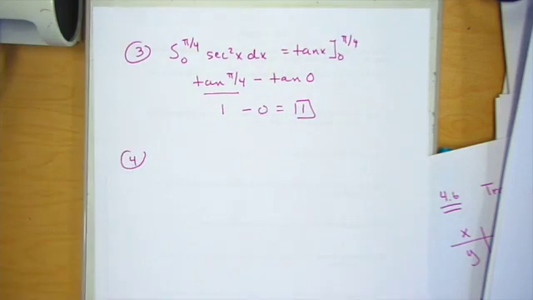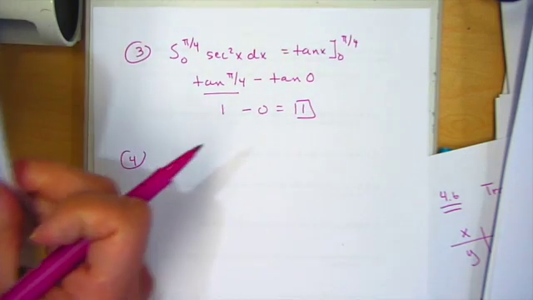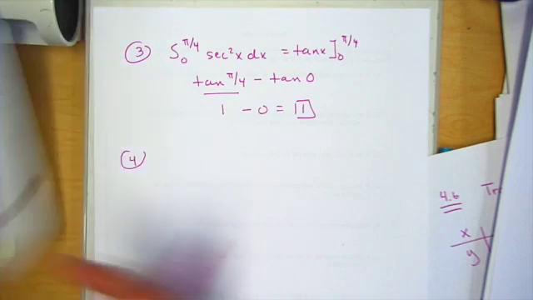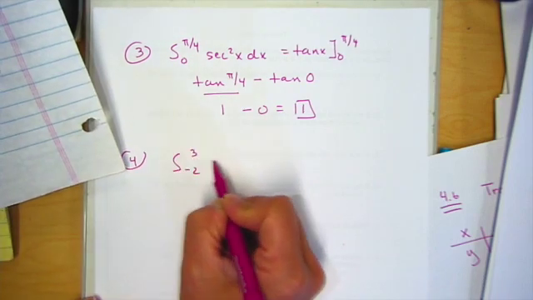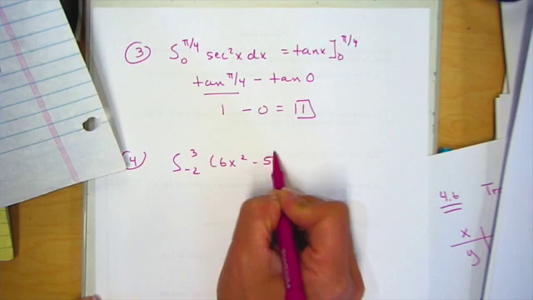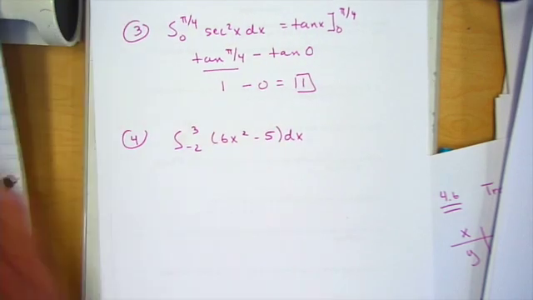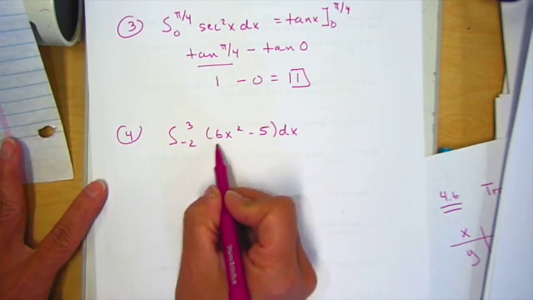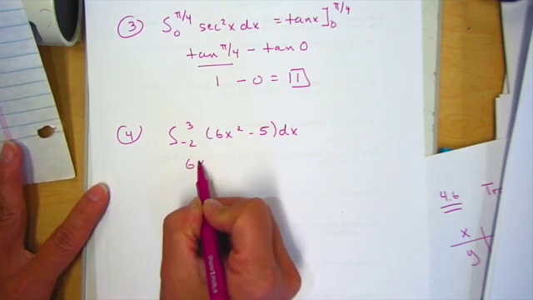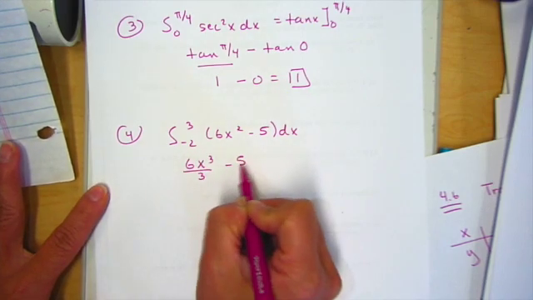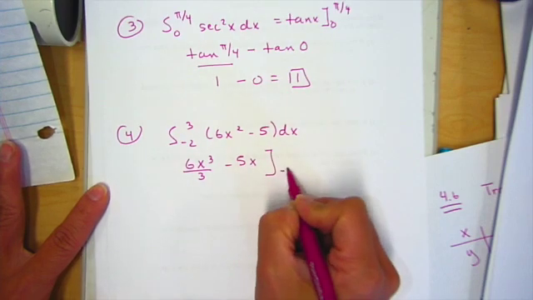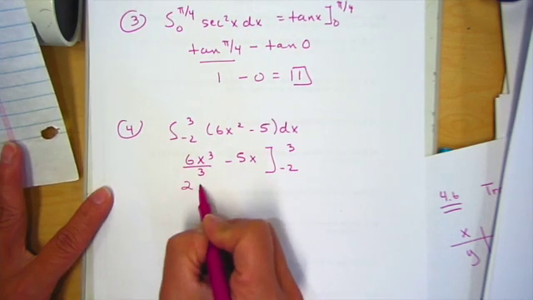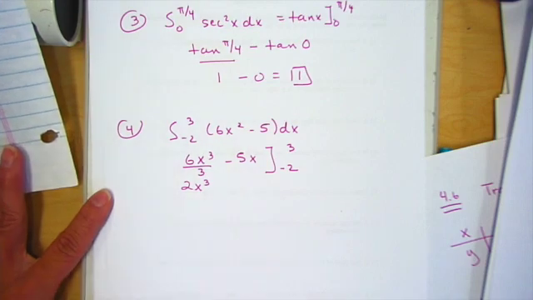Okay. Let's try this one. Negative 2 to 3 of 6x squared minus 5 dx. Okay, so first thing, take the antiderivative. So the antiderivative of 6x squared is going to be 6x cubed over 3 minus 5x. And I'm going to plug in my bounds. I would probably just clean this up to be 2x cubed first before I plug in my bounds.